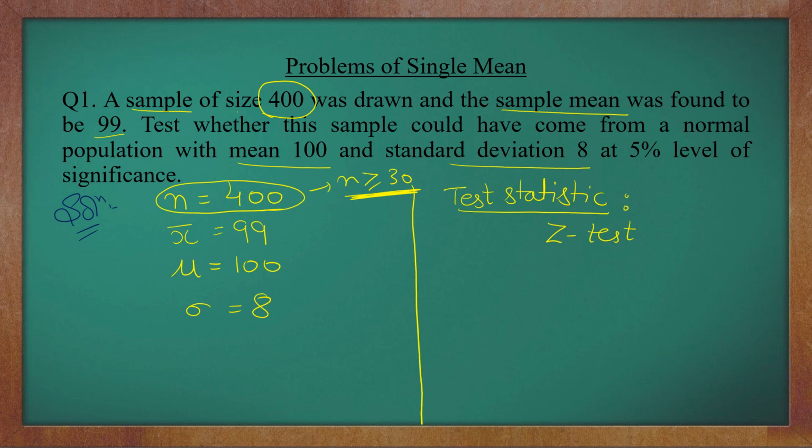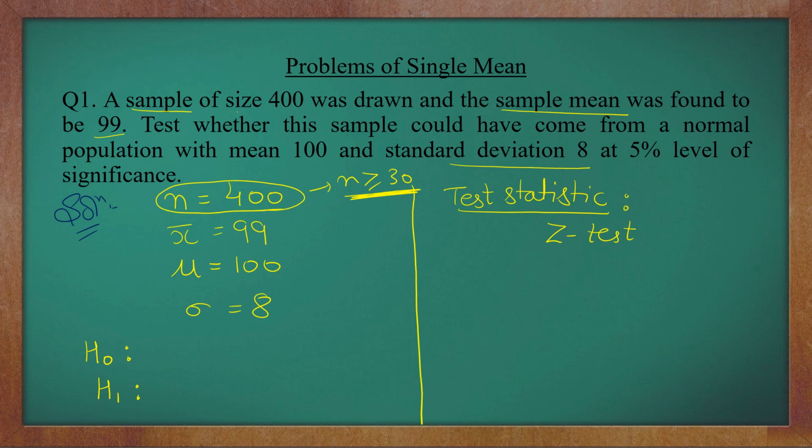I have to apply the Z test. Now, how to start this question? Already I have discussed: take the null hypothesis and alternative. But what is null? Null means there is no change. They're asking how to say no change.